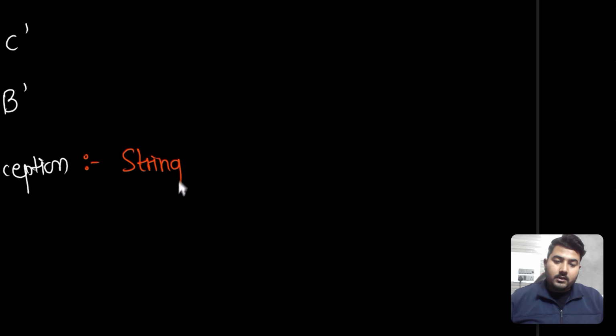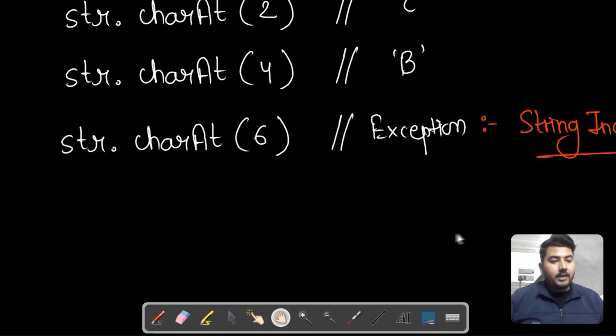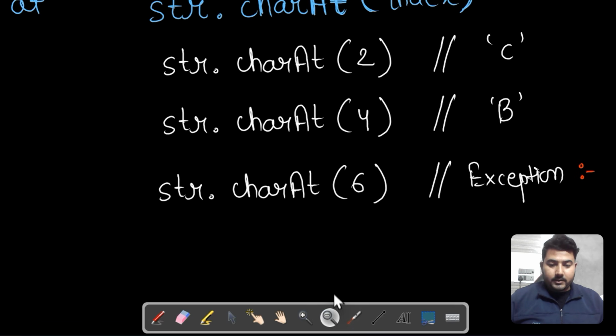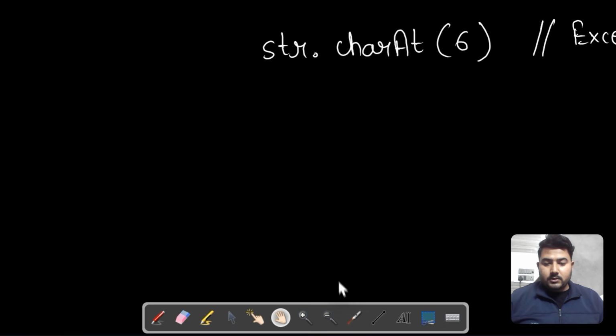This time it will be string index out of bound exception. This will be the exception name. Great. Let's just talk about another inbuilt function.